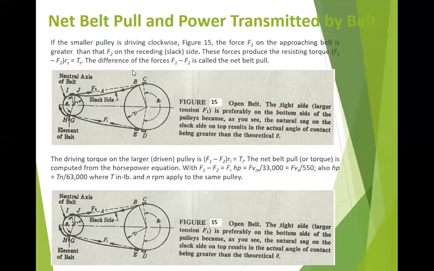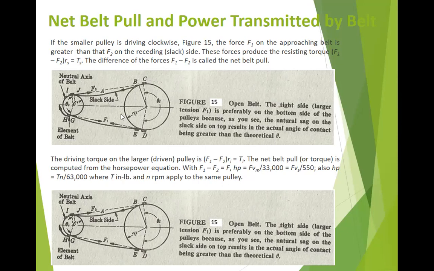Okay, so may elements na kayo, di ba? If the smaller pulley is driving clockwise, the force F1 on the approaching belt is greater than the F2 on the receding side, or slack side, kasi dito lulusot siya. So, mahina yung force dito. This force produces the resisting torque. So, F1 minus F2 times Rs is equal to Ts. The difference of the forces, F1 minus F2, is called the net belt pull.